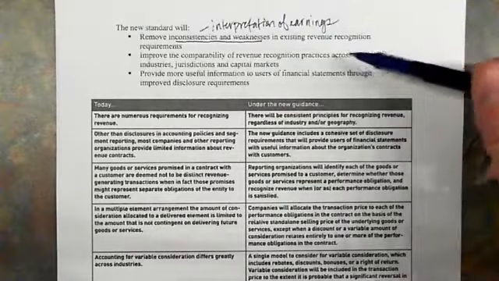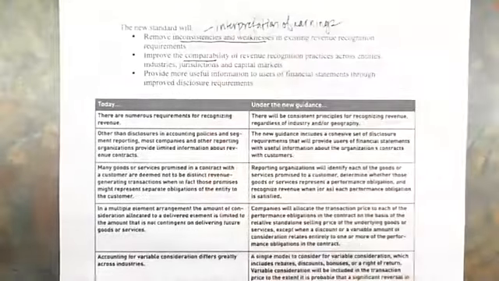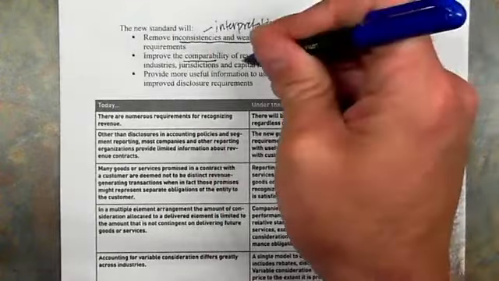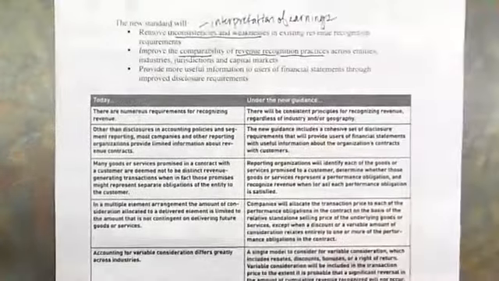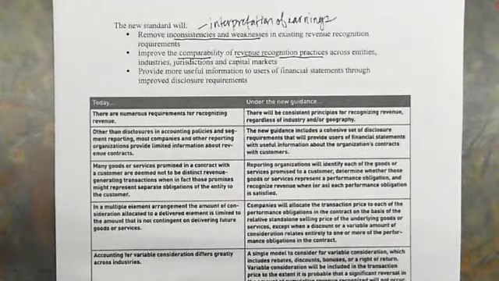To improve the comparability of revenue recognition practices across entities, comparability now arises. Remember, that's one of the fundamental characteristics of accounting information that makes it useful. We want to be able to compare two companies at a point in time. So across entities, industries, jurisdictions, capital markets, we want to increase the comparability of revenue recognition practices so that we can say, well, company A's practices match company B's practices, and we don't have to think about what's in this revenue number for company A that might not be included in company B.